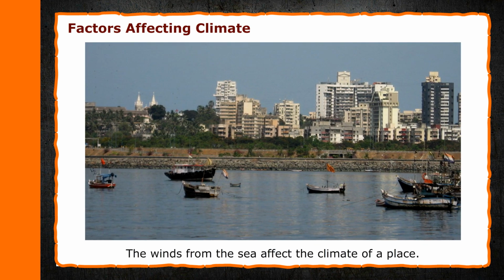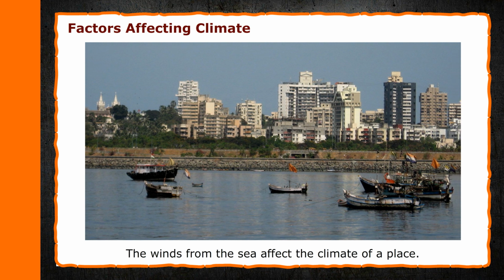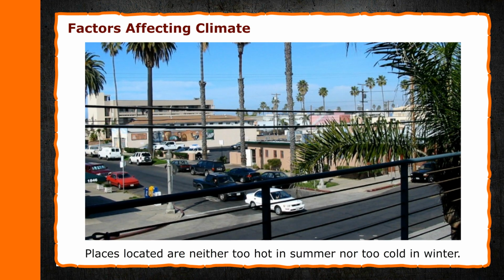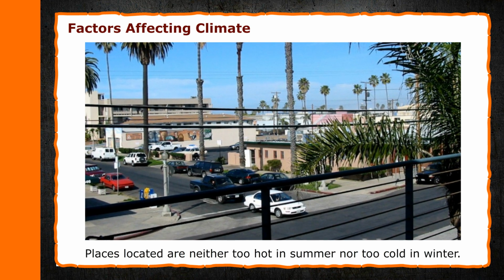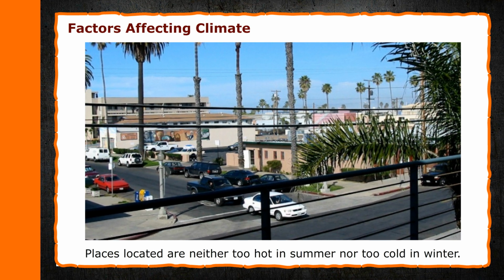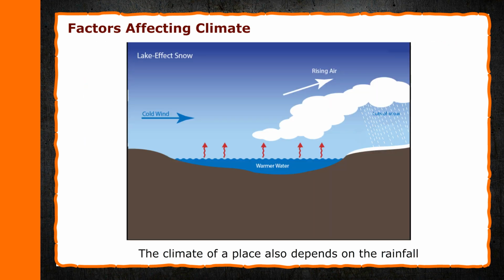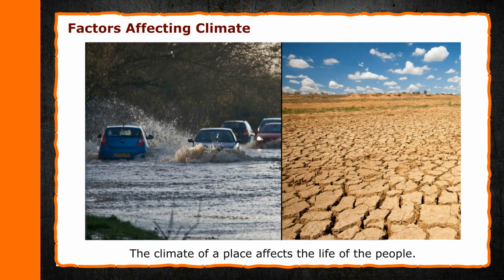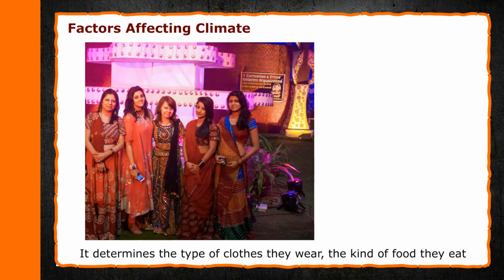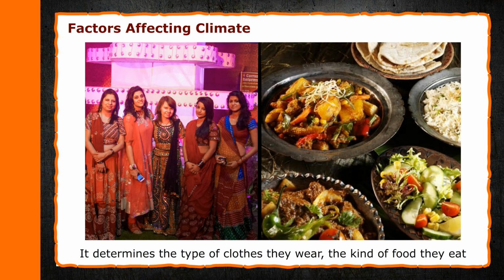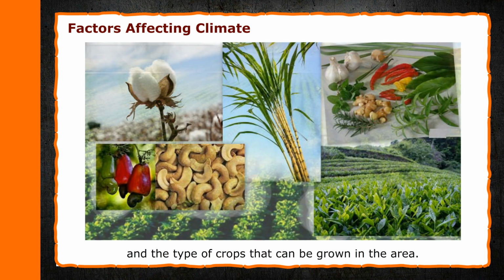Distance from the sea. The winds from the sea affect the climate of a place. Places located near the sea are neither too hot in summer nor too cold in winter. The climate of a place also depends on the rainfall and the direction of the wind blowing in the region. The climate of a place affects the life of the people. It determines the type of clothes they wear, the kind of food they eat, and the type of crops that can be grown in the area.